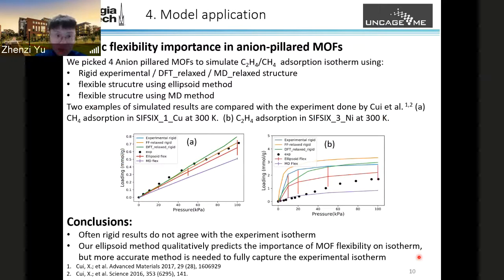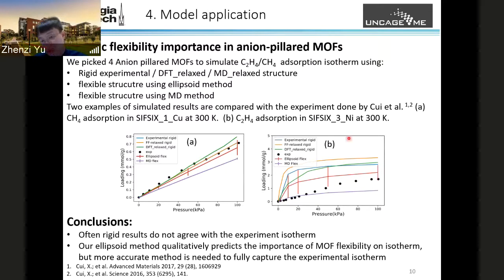Besides that, we also tried to apply our method on some other systems, which are ionized amorphous MOFs. We simulated the adsorption isotherms using both rigid structures and flexible structures, and compared them with experimental observation. For figure A, the rigid and flexible predictions are consistent with each other, and are also very close to experimental observations, which means that intrinsic flexibility is really not important in these systems.